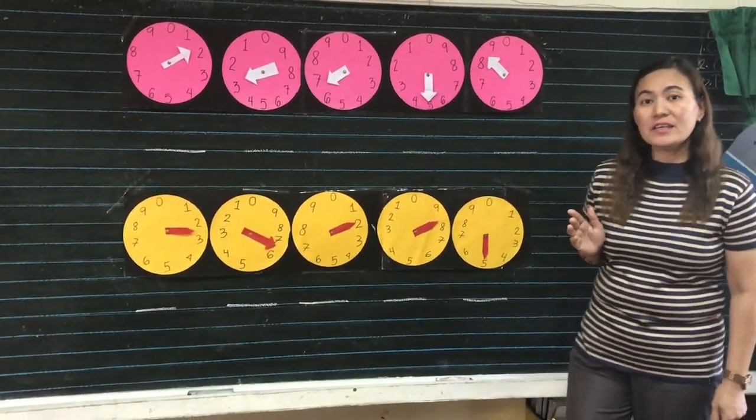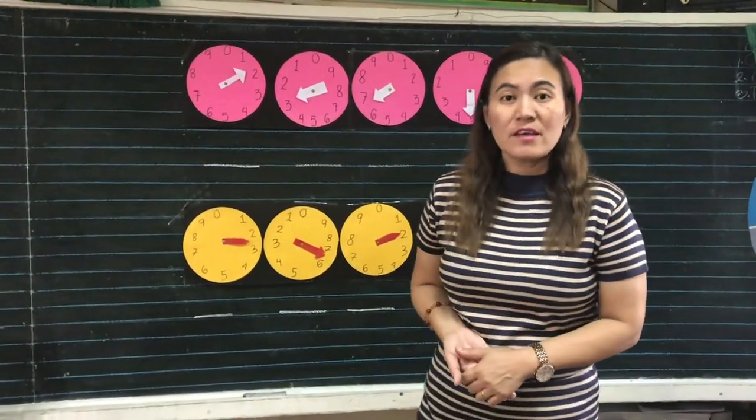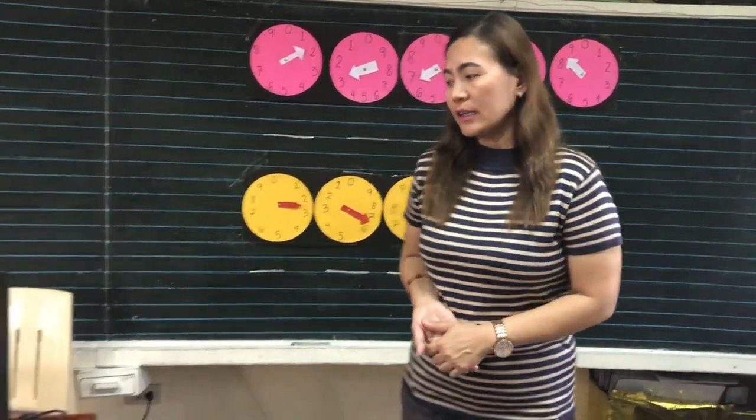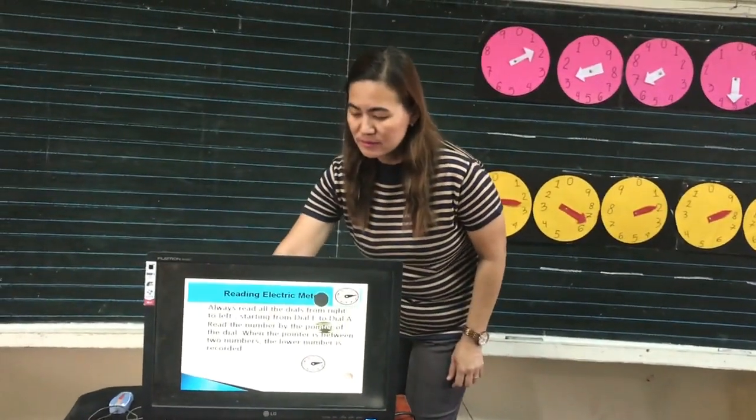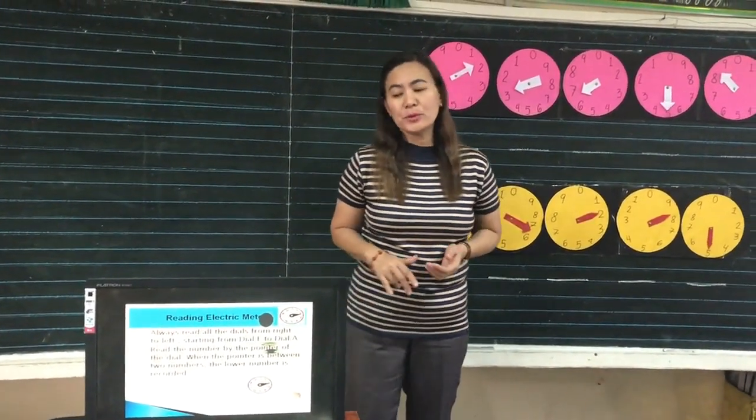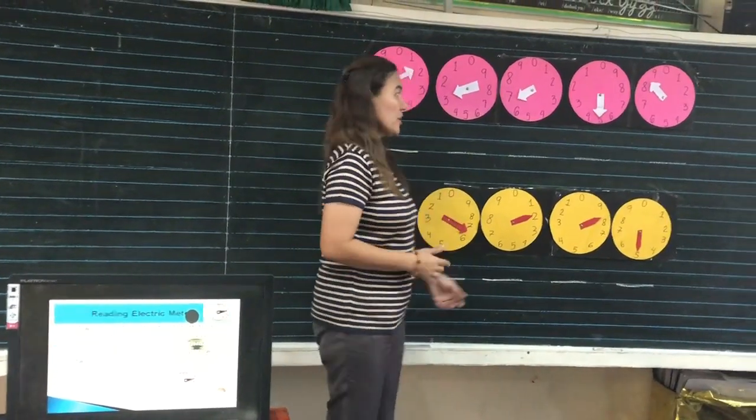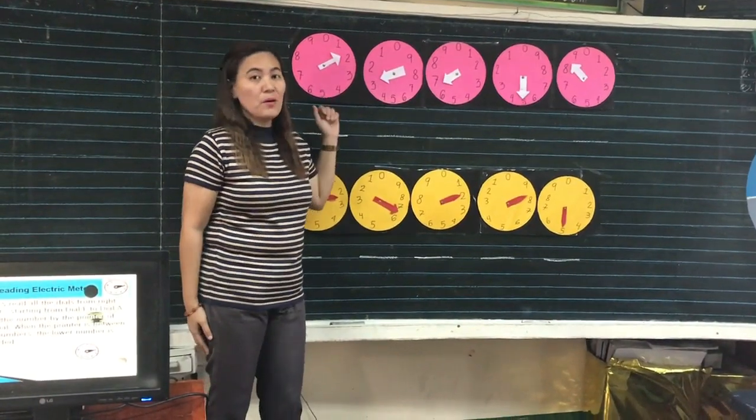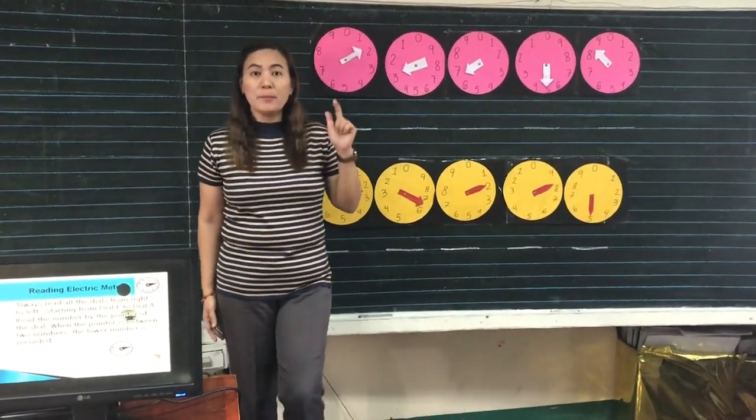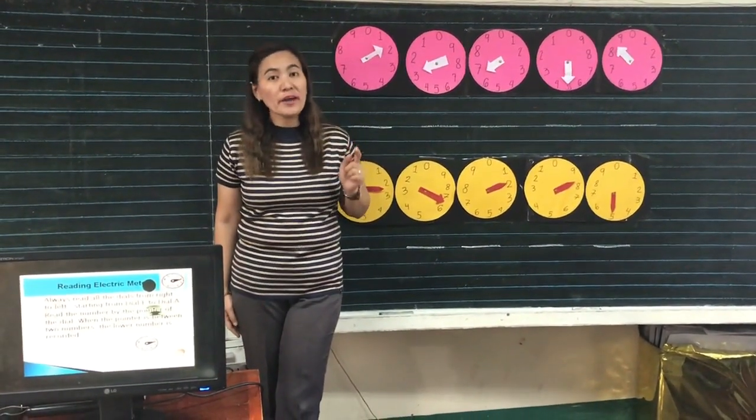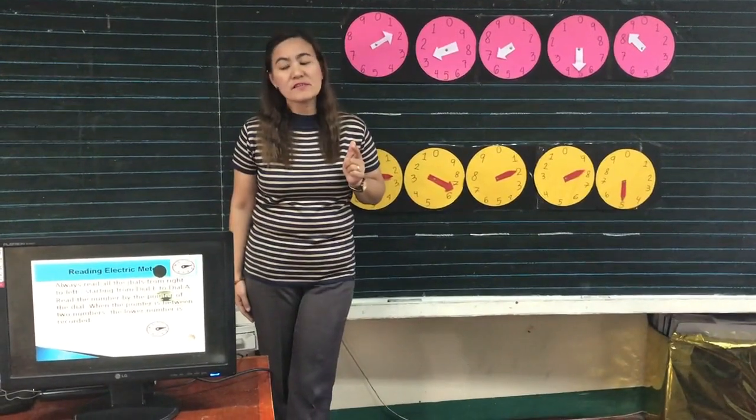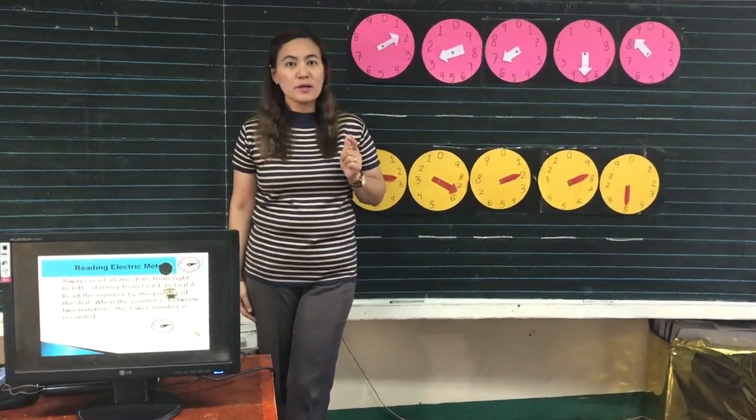Now, in reading and interpreting an electric meter, there are rules to follow. The number one rule of reading an electric meter is to always read the dials from right to left, starting from dial E to dial A. Now, read the number by the pointer of the dial. When the pointer is between two numbers, the lower number is recorded.